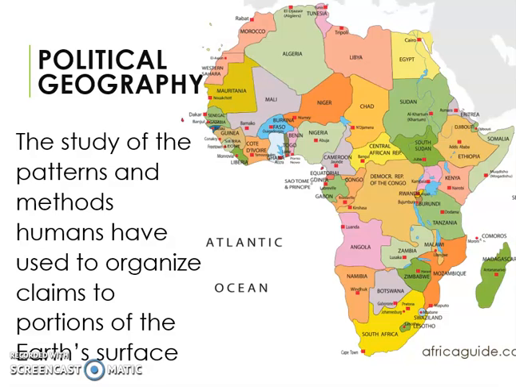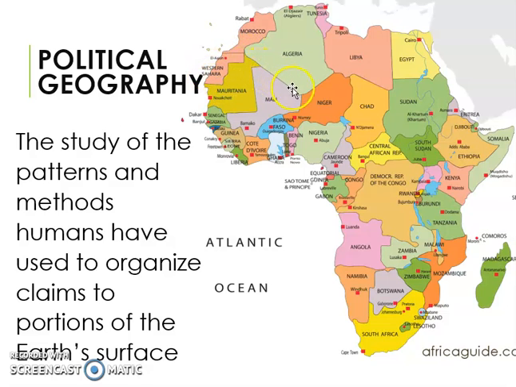Okay, so political geography is the study of the patterns and methods that humans use to organize claims to portions of the Earth's surface. So, can you think of what type of map this is? Some of you are probably thinking that it's a thematic map. Yes, it is. And the theme here is political boundaries.